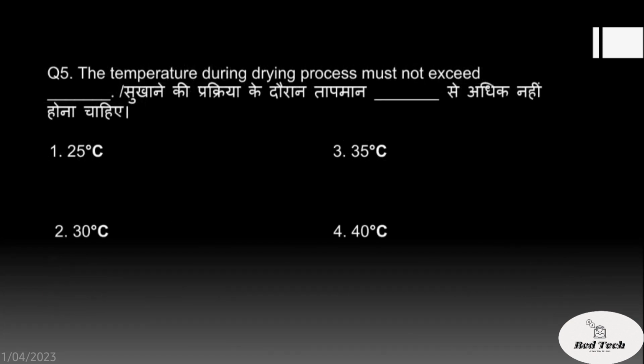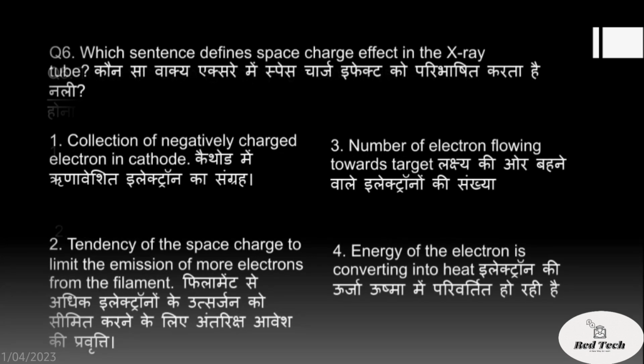Question number 5. The temperature during the drying process must not exceed. So while drying in the dark room, basically the temperature must not exceed what limit? The options are 25 degrees Celsius, option 2 30 degrees Celsius, option 3 35 degrees Celsius and option 4 40 degrees Celsius. So you must know it should not exceed 35 degrees Celsius, which is basically a normal temperature.